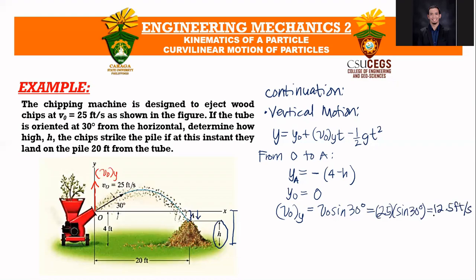And take note, your y component sa imong velocity is a positive since it acts along the positive y-axis. Ang imuhang g, since we are using English unit, that would be 32.2 feet per second squared. And the time, mao na to ang na-solve kanina sa horizontal motion, which is 0.924 seconds. So we can now substitute the given sa tong equation.